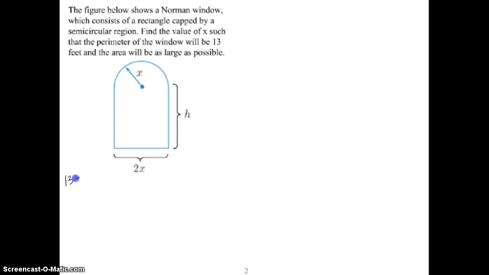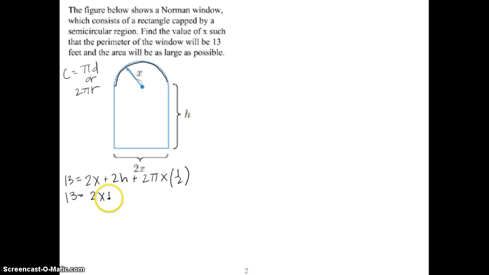So we're going to say 13 equals 2x plus 2h plus, and remember that the circumference of a circle is pi times the diameter, or 2 pi times the radius. So we're going to use 2 pi times the radius because we know our radius is x here. So we're going to say 2 pi times x times 1/2 because we're just looking for half of the circumference there. Okay, so that's our constraint equation. So our constraint equation essentially is 13 equals 2x plus 2h plus pi x, if we simplify.